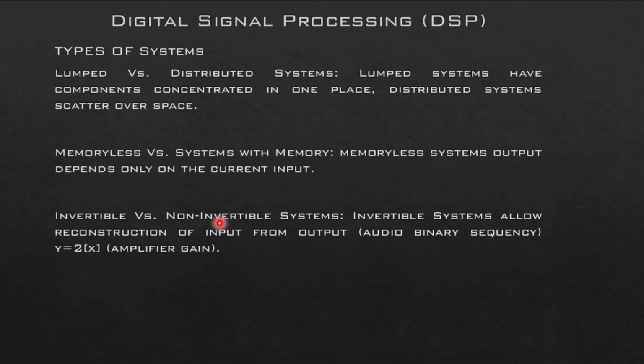And finally, invertible versus non-invertible. Invertible systems allow reconstruction of the input, like we've seen with the audio binary sequence. Non-invertible systems are not, meaning we cannot restore the original signal from the output. That's the main difference.